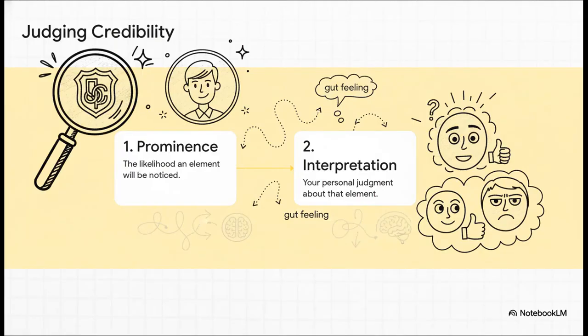So how do these shortcuts work when we're trying to figure out if we can trust something online? Well, Fogg's prominence interpretation theory breaks it down into a super fast two-step process. First, prominence, what catches your eye? A flashy headline? A slick design? And second, interpretation. What's your immediate gut reaction to it? It all happens in a flash.